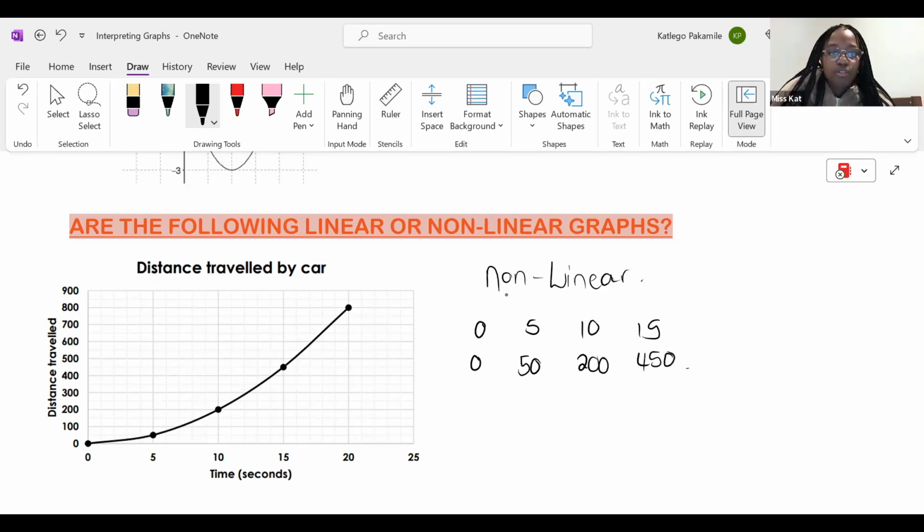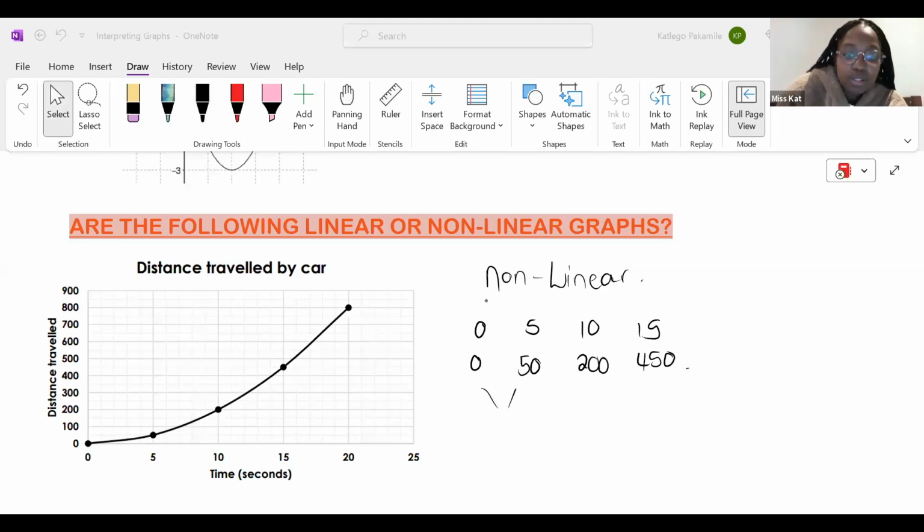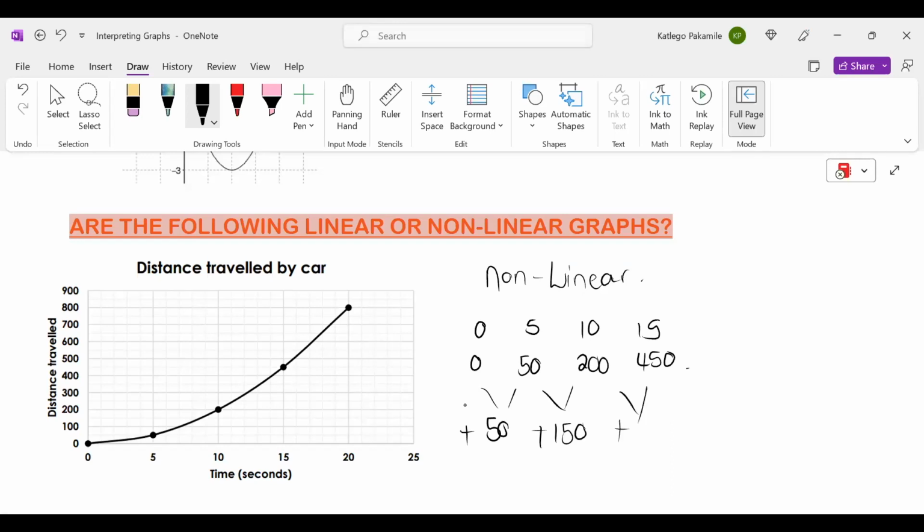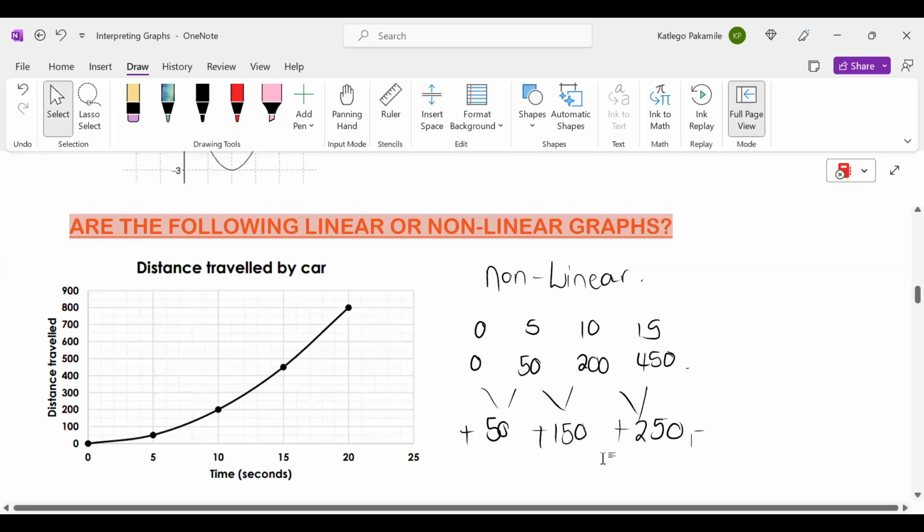Right, so to go from 0 to 50, how much did we add? It has to be in meters because you're definitely not going to travel 50 kilometers. We added 50. From 5 to 10 seconds, how many did we add? Sanela says we added 150. Yes. And then from 200 to 450, 250. Thanks, Abu. Is this a constant difference? We first added 50 and then we added 150 and then we added 250.